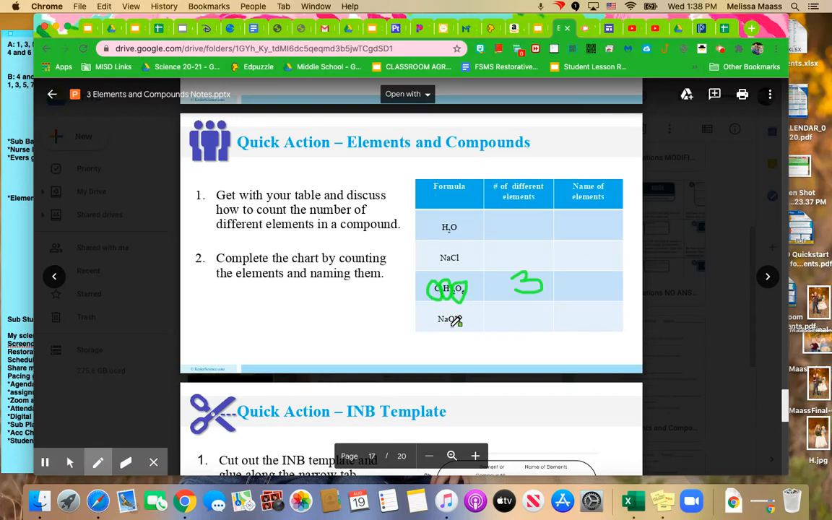All right, let's look at this one. We have NaOH. How many capital letters do you see here? We have 1, 2, 3. Okay, so again, we have 3 different elements because we ran into three capital letters. The names of the elements, well, you go find them on the periodic table and then write down the names here. I might add it to your agenda, the periodic table website that I showed you in the previous video, so you have it if you need it.